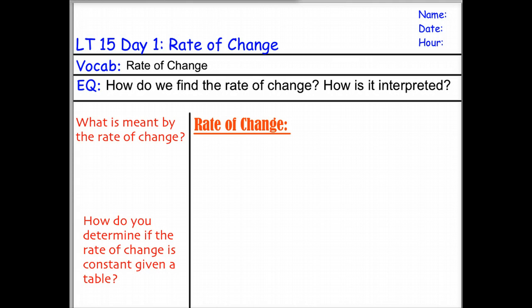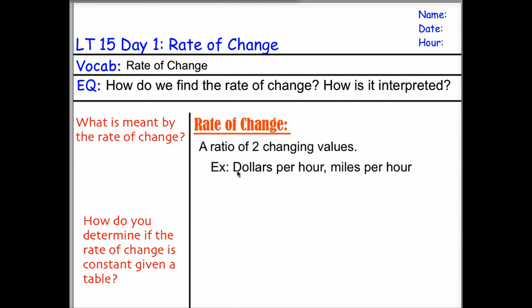Our essential question of the day is: how do we find the rate of change and how is it interpreted? So let's jump right in and talk about the rate of change. The rate of change is a ratio of two changing values. Some examples are dollars per hour and miles per hour.